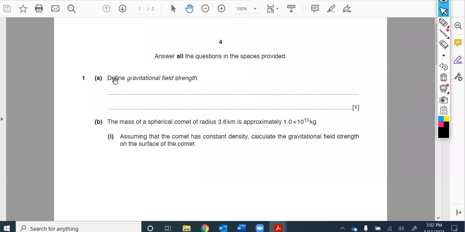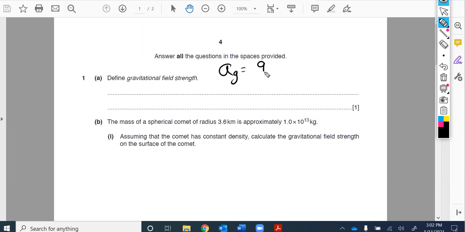All right, this question reads, define gravitational field strength. So gravitational field strength really tells us how many newtons of force act on each unit mass. There's two ways we sort of think about gravitational field strength. There's the acceleration due to gravity.